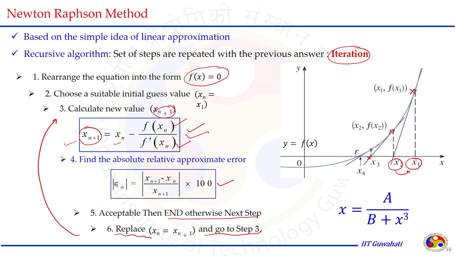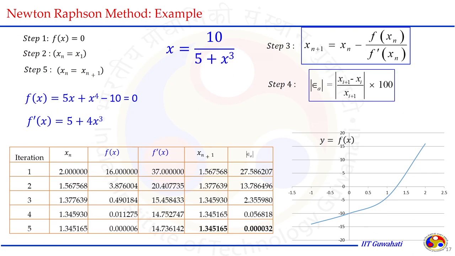Similarly, we do for the x3, and by doing the iterative procedure, we can get the value that is actually the solution of that function, or that is actually the root of that function. We can take the example where x is equal to a plus bx cube. Here the x is a function of x itself. We can use Newton-Raphson method to find out the value of x that satisfies this equation.